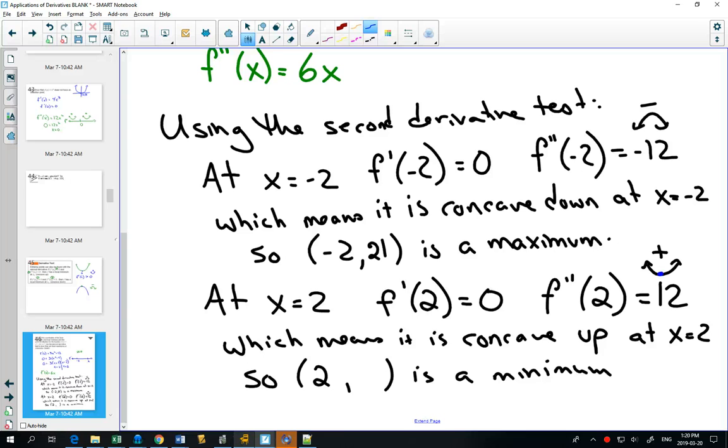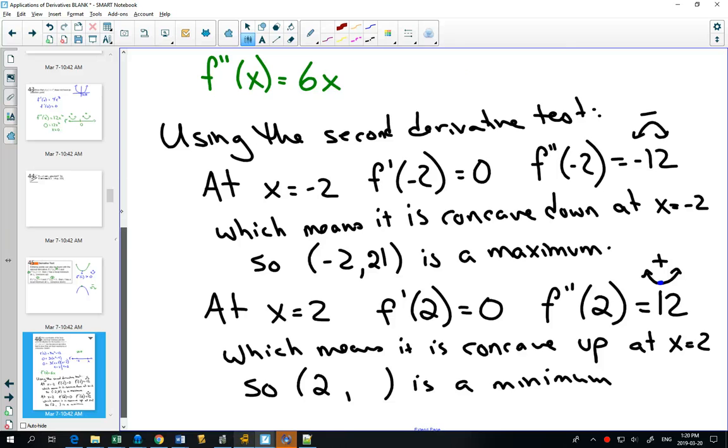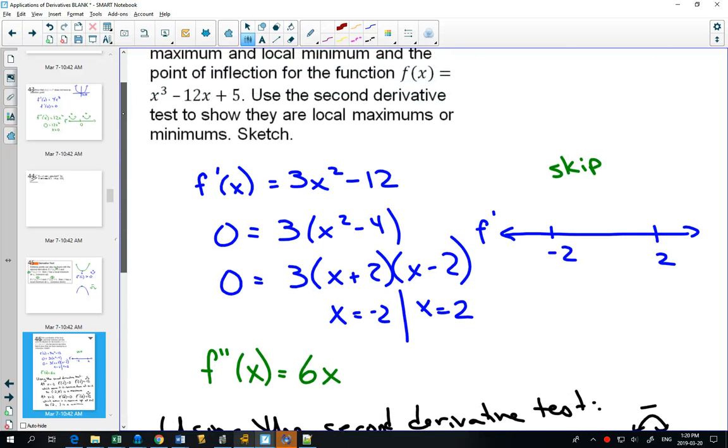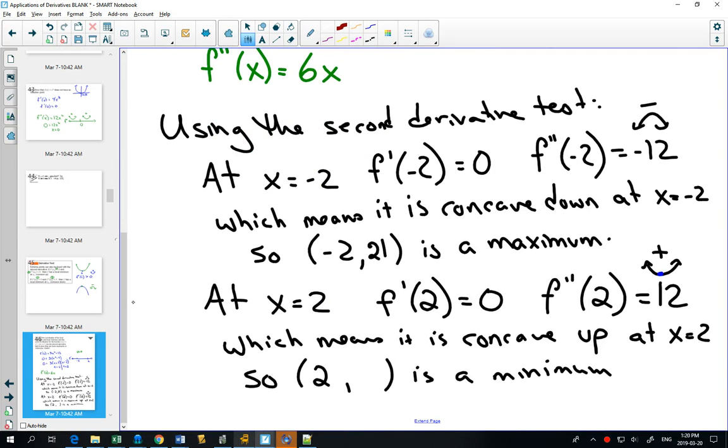How do I find the value? It's going to be 2 comma something. Again, I go back to my original equation. 2 cubed is 8, minus 24, negative 16, plus 5, negative 11.